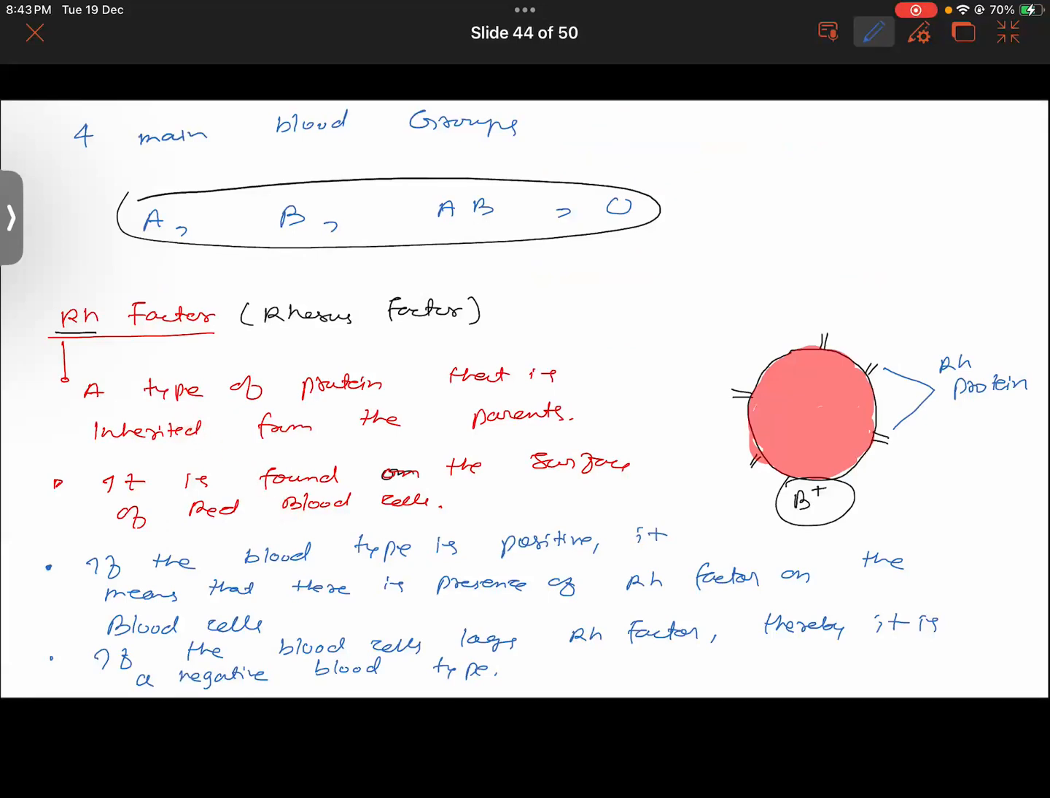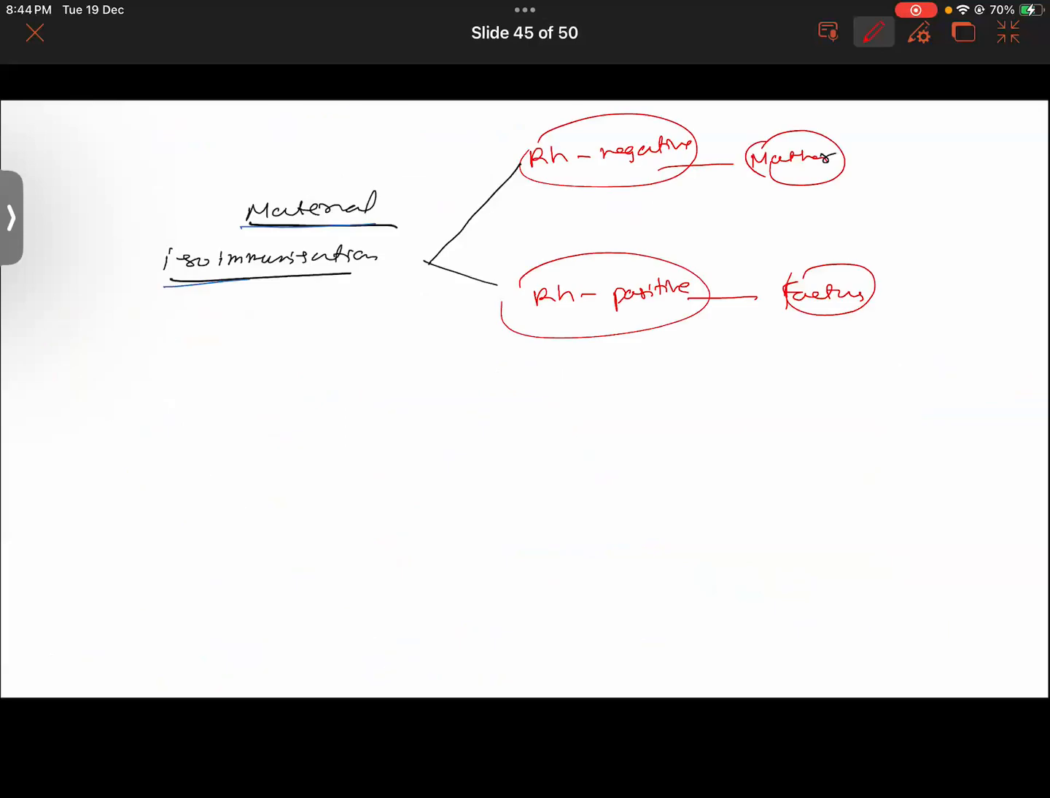So sir, if the mother's blood type is negative and the fetus blood group is positive, so it causes maternal... No, it's not like that. Look, if the mother is Rh negative, her immune system will be doing what now? Whatever foreign pathogens will be entering the body, the mother's body will be making antibodies against them. Yes, sir. Antibodies will be made.